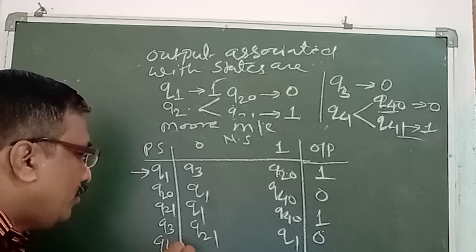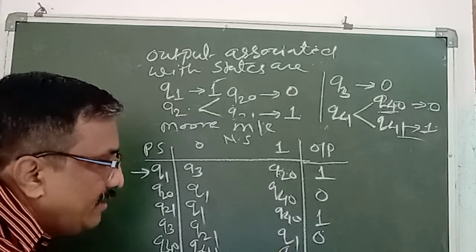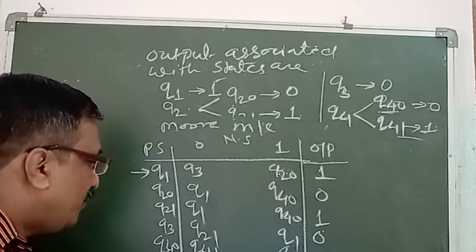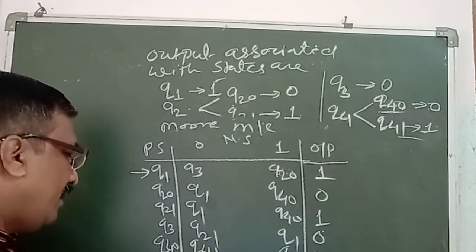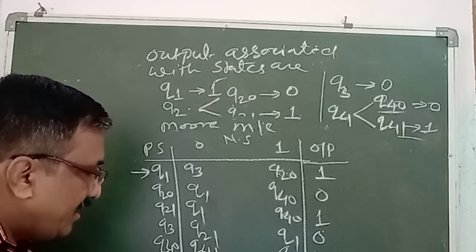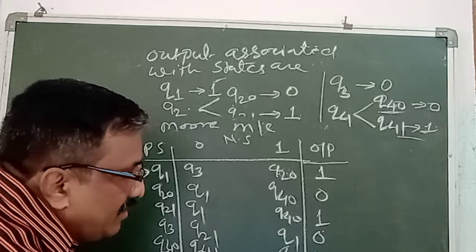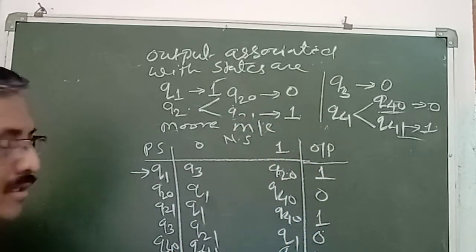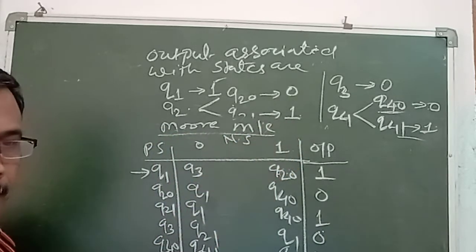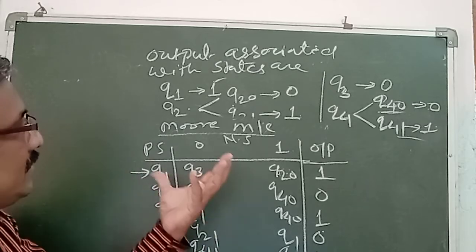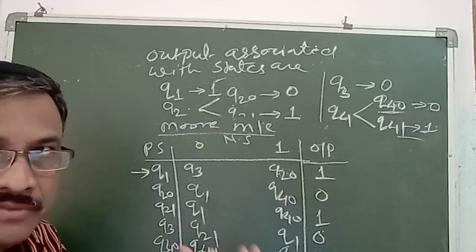And for Q4 0, next state transition is Q4 1 and Q3, and Q4 zero's output is 0, and for Q4 1, next transition will remain same, Q4 1 and Q3, but output is 1. So this is the revised table or equivalent Mealy machines table. This Moore machine is now converted into Mealy machine.